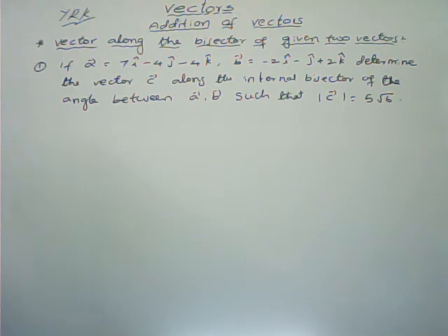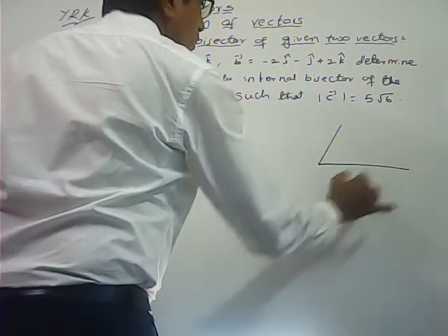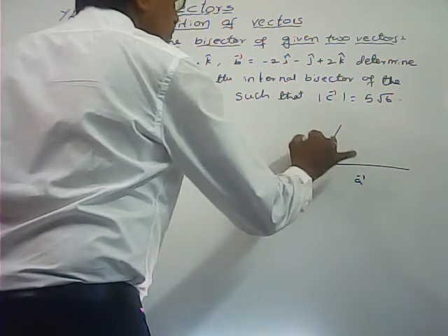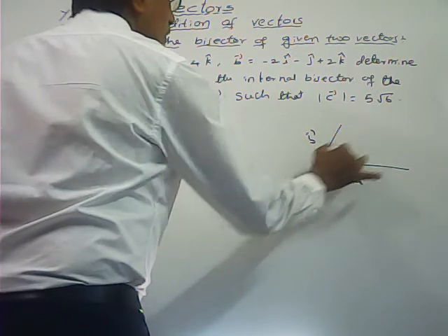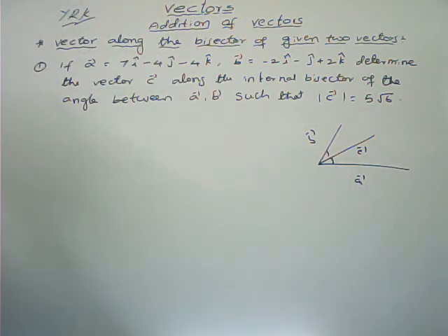So a bar is equal to 7 i cap minus 4 j cap minus 4 k cap. B bar is equal to minus 2 i cap minus j cap plus 2 k cap. Determine the vector C bar along the internal bisector of the angle between A bar and B bar. Here A bar, B bar. We want this C bar. C bar is the internal bisector of A bar and B bar.